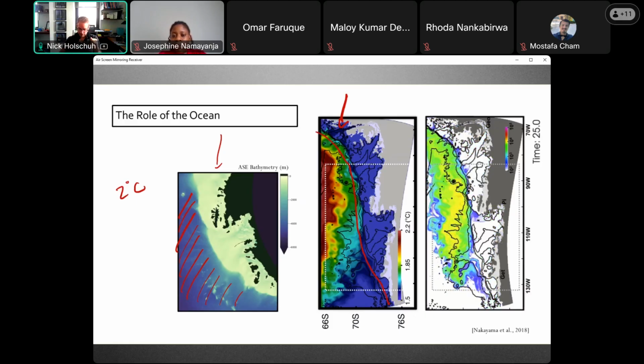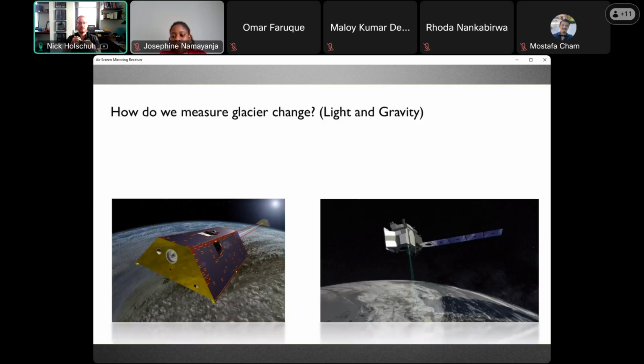I'm going to skip a few slides here and get to some measurements of glacier change. We have a constellation of amazing satellites that measure changes to Antarctica and Greenland. One directly measures the mass of the ice sheets. This satellite pair is called GRACE, the Gravity Recovery and Climate Experiment. GRACE is a pair of twin satellites that orbit the Earth.